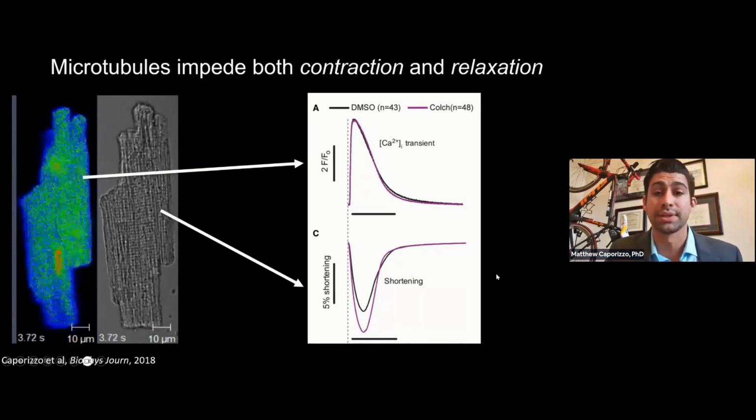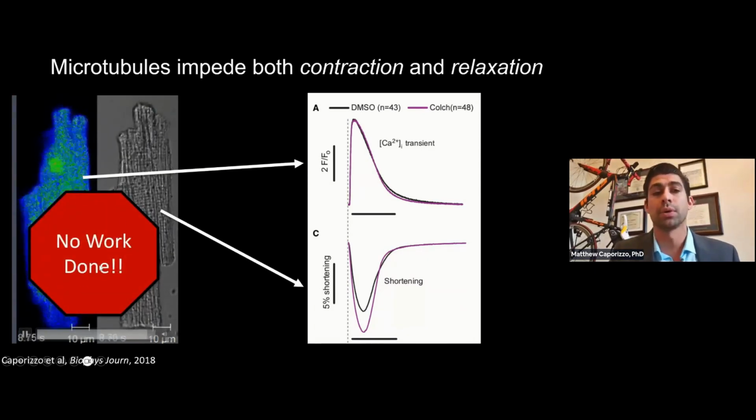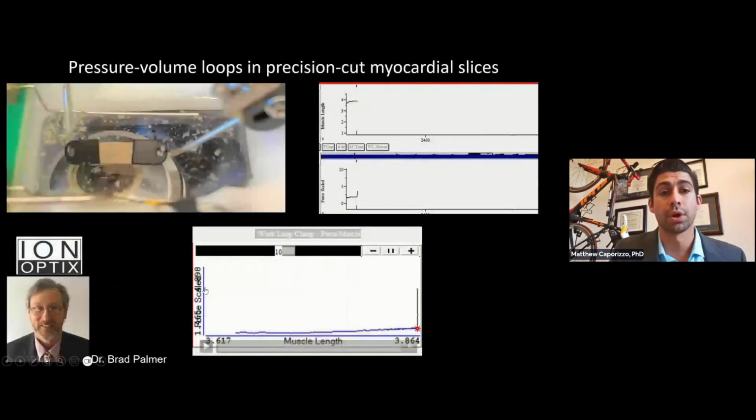And so this was consistent with the mechanical effect, but the feedback that we get is, well, these cells aren't doing any work. They're not shortening under any load, where they'll shorten slower and potentially have differences. And so this is where it was really important for us to be able to turn to the system developed by IonOptix and Brad Palmer.